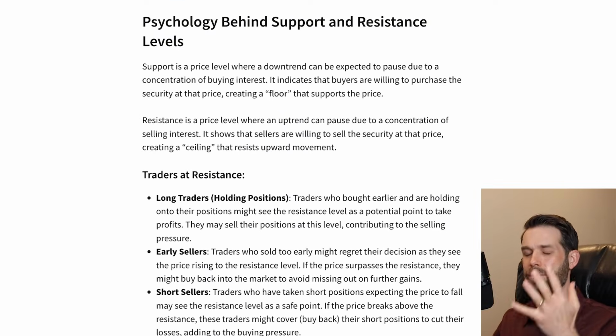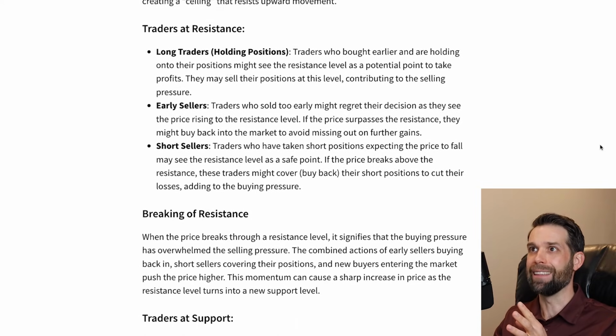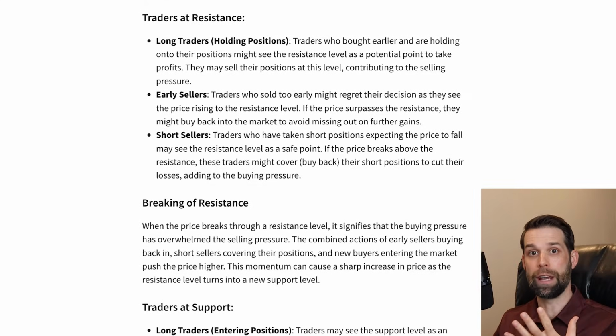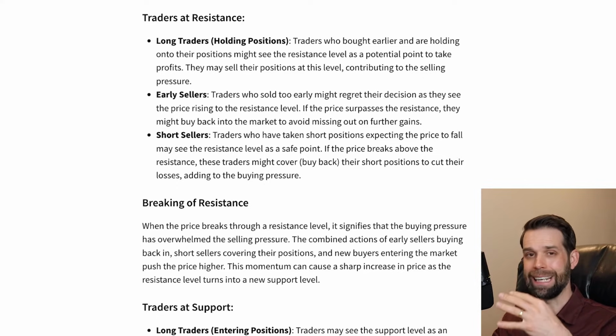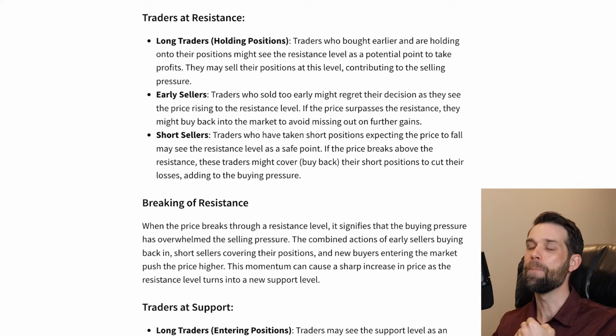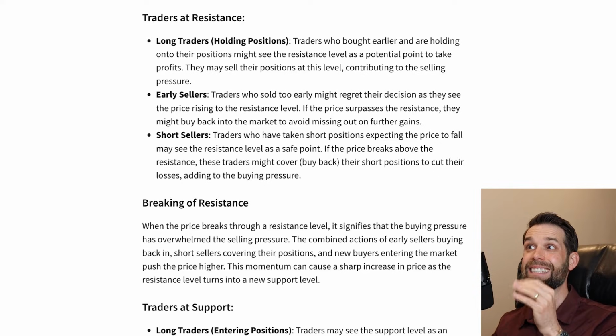Okay, so now that we have that visual in mind, and hopefully that was useful, we can talk about the different traders at levels of resistance and levels of support. So if we think of the long trader when it comes to a resistance level, traders who bought early and are holding on to their positions in an uptrend, they might see the resistance level because they've plotted it out on their chart. They know it's been a resistance level in the past, or it's been a significant price level in the past where there's been support or resistance. They might see that as a potential point to take profits. And they might sell their positions at that level, and that's going to contribute to some selling pressure.